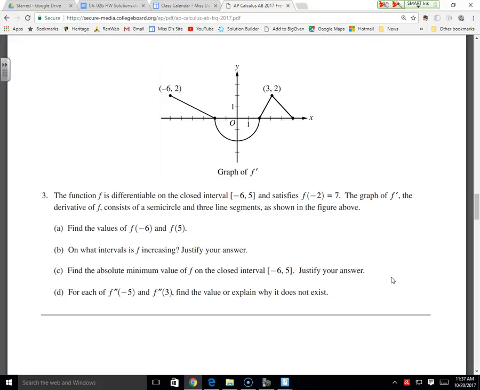Technically, they could have called this something like g, and they could have said that f is equal to the integral from, I don't know where they'd start, -2, I guess, -2 to x of g of t dt. They could have changed this a little bit, but it would have been the exact same FRQ with the exact same answers, because when they give us an f prime, we're thinking about the original, the antiderivative.